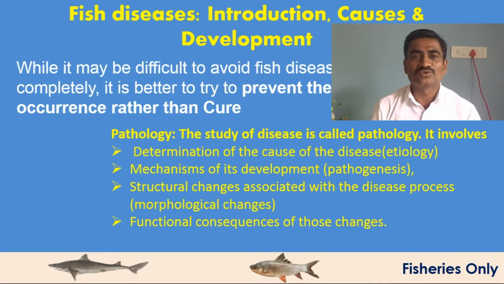After getting infection by a pathogen, the pathogen will affect the body, and we have to record the development stage: primary stage, second stage, or third stage. So pathology also includes the mechanism of fish disease development, that is pathogenesis, and the structural changes associated with the disease process, that is, the morphological changes occurring in the fish body, which we have to study. Pathology studies these structural or abnormal changes associated with the disease.